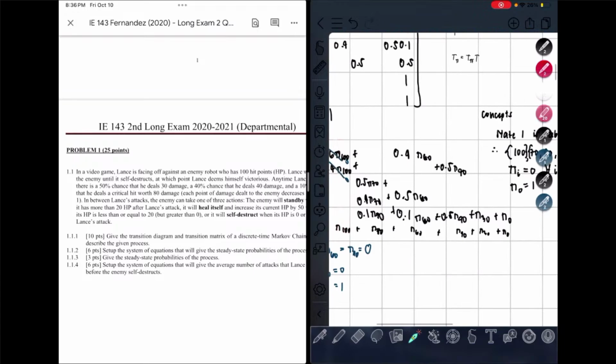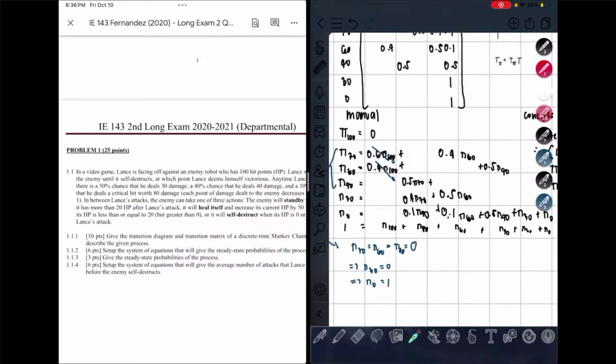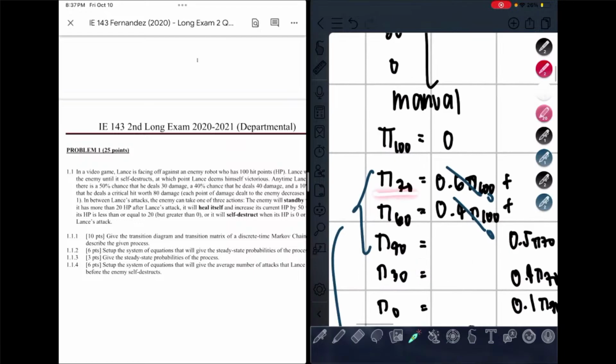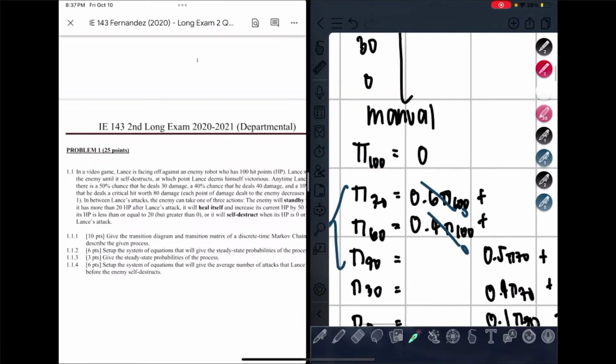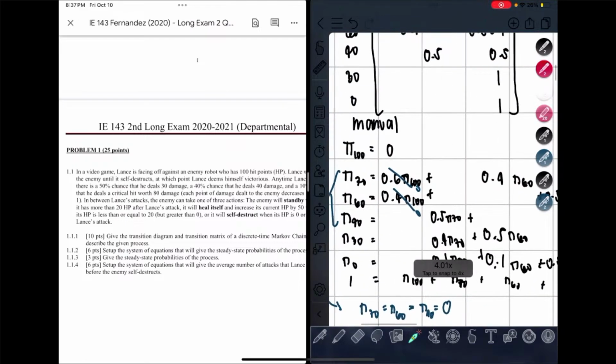So now the next thing we want to do is try to isolate some equations we can use simultaneously. This is a bit of just checking which combination of equations to use. So let's just start with the equation for pi 70. So that's pi 70 equals 0.4 pi 60. So we have one equation, two unknowns. So we can't solve for it yet.